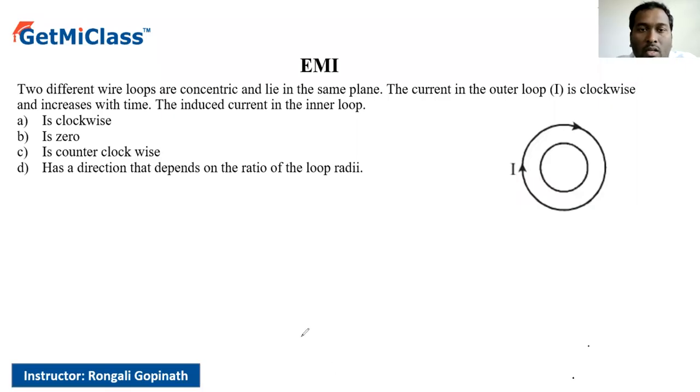Two circular loops are concentric and lie in the same plane. The current I in the outer loop is clockwise and increases with time. The induced current in the inner loop is, right?